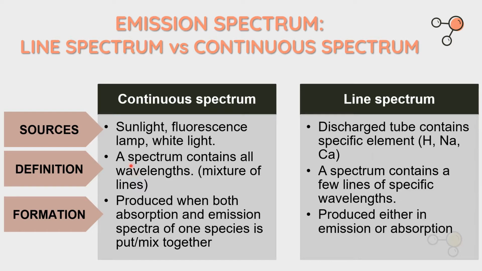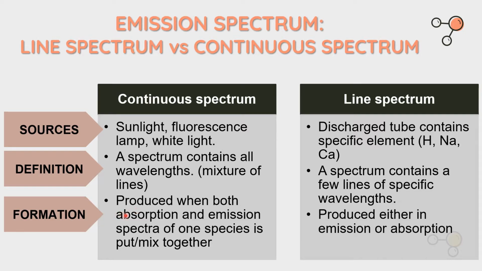Continuous spectrum is a spectrum that contains all wavelengths, and that could be seen as a mixture of lines. Line spectrum is a spectrum that contains a few lines of specific wavelengths. So that's why they will appear as lines. In line spectrum, the lines with their respective wavelength and frequency will appear as individual lines.